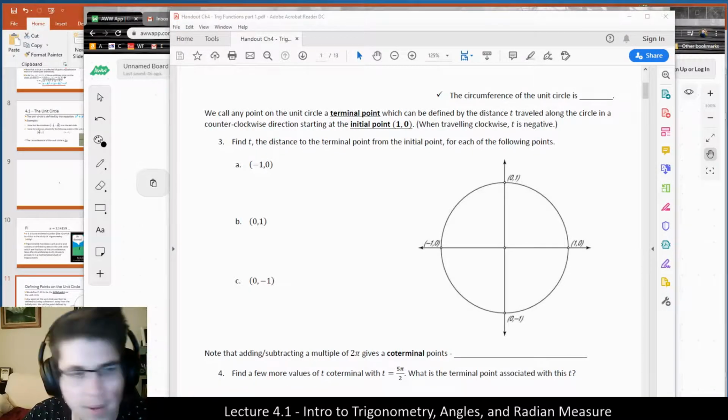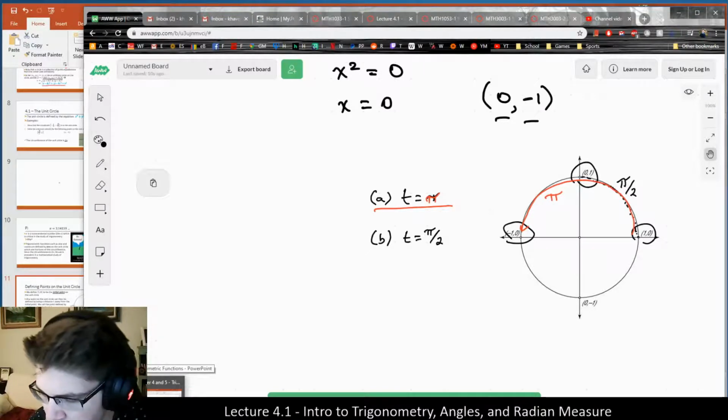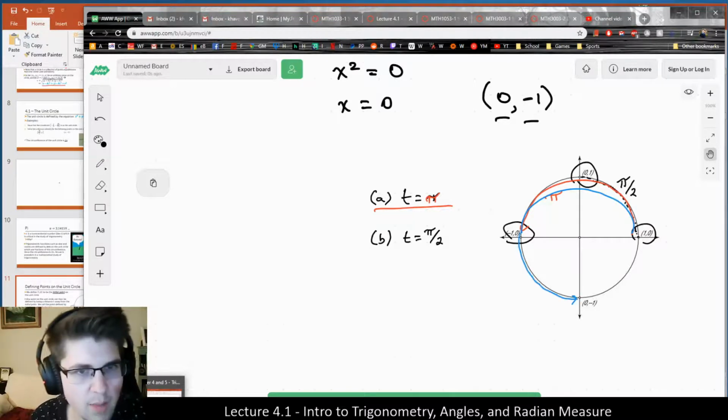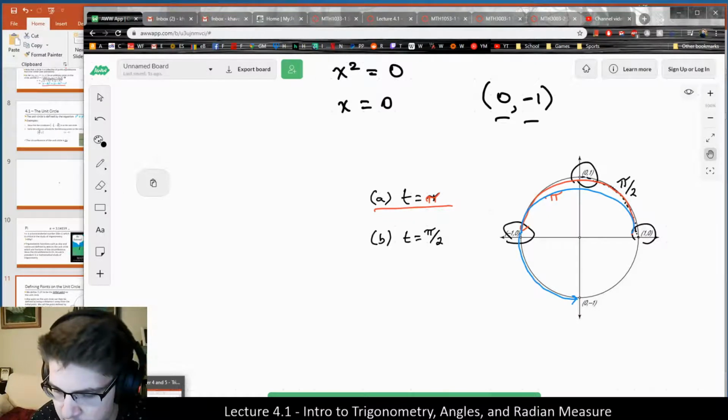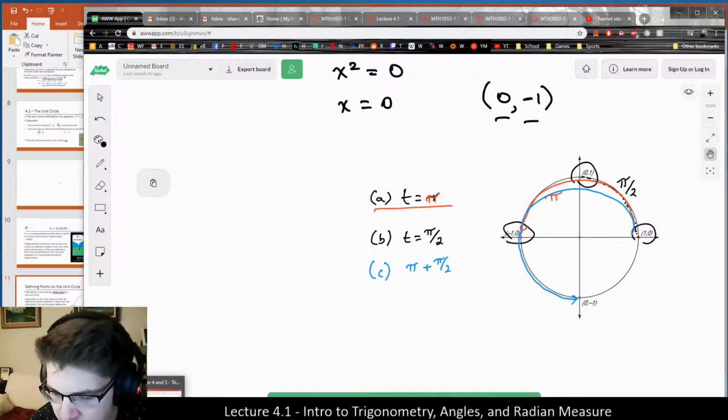And then for number C, it asks what's the distance from the initial point to 0, minus 1, the one at the bottom. Since the distance halfway around was pi, if we then wanted to continue going to 0, minus 1, that would be another pi over 2 plus pi. So the distance would be pi plus pi over 2, since a quarter of a circle is pi over 2 and half of a circle is pi, and that would give us 3 pi over 2.